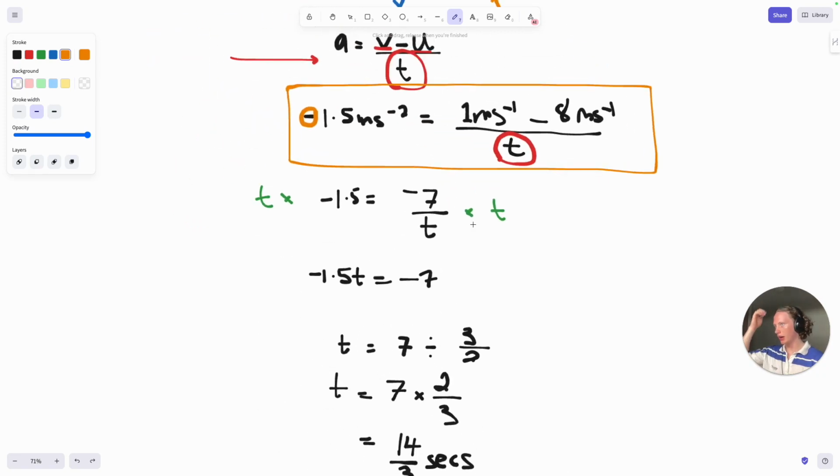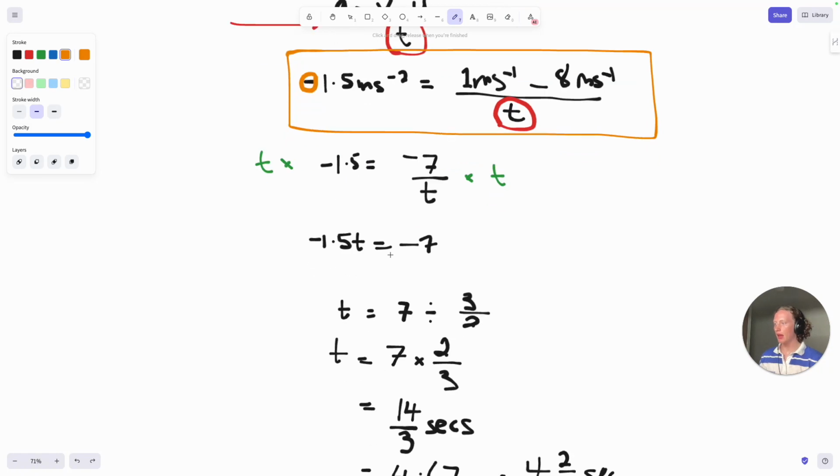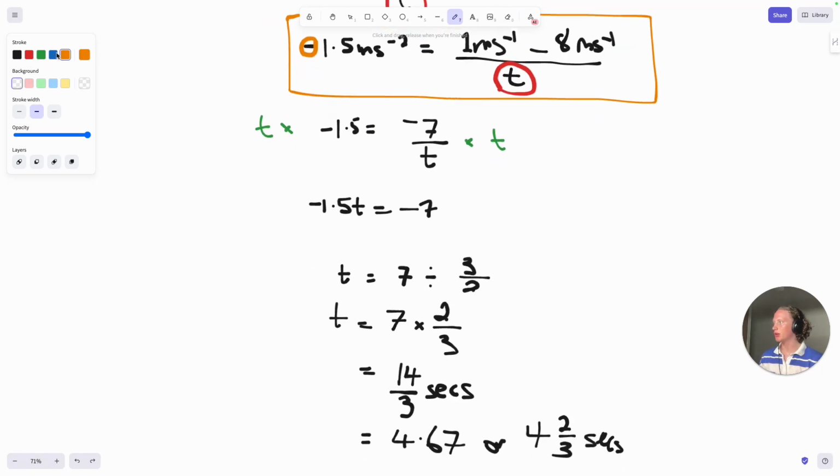So I'm going to start by going 1 minus 8 meters per second, which gives us negative 7 on the top there. And we're still divided by t. But I don't want to get rid of this t. I want to move it to the other side here. So I'm going to multiply both sides by t at this step. And then that'll give me the more simple expression of negative 1.5t equals 7. Cool. Here we want to isolate t further by dividing both sides by negative 1.5.